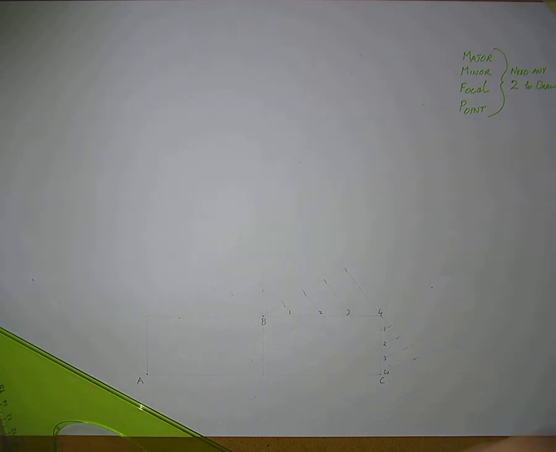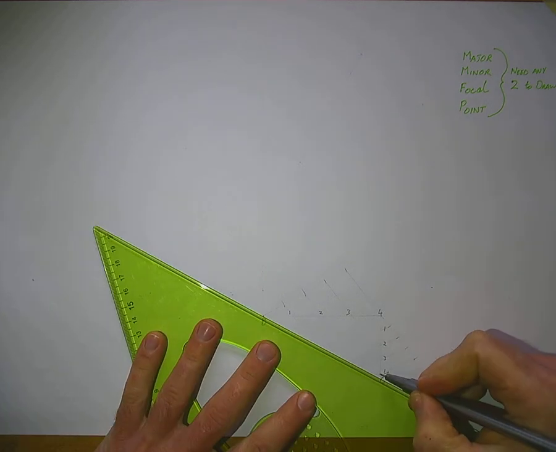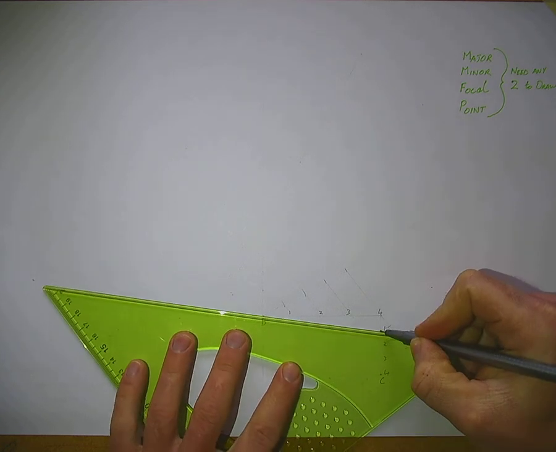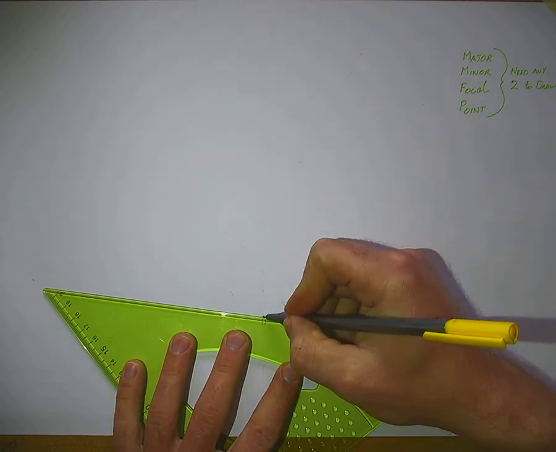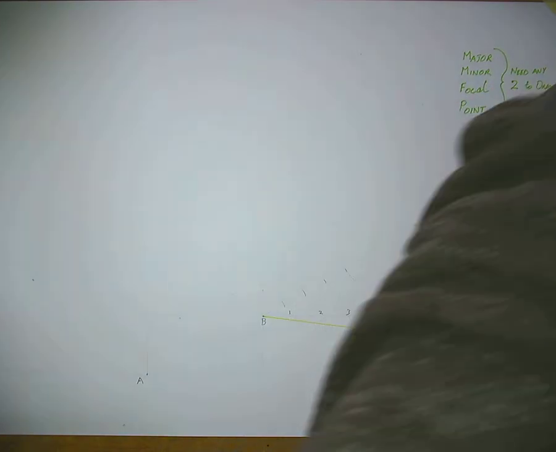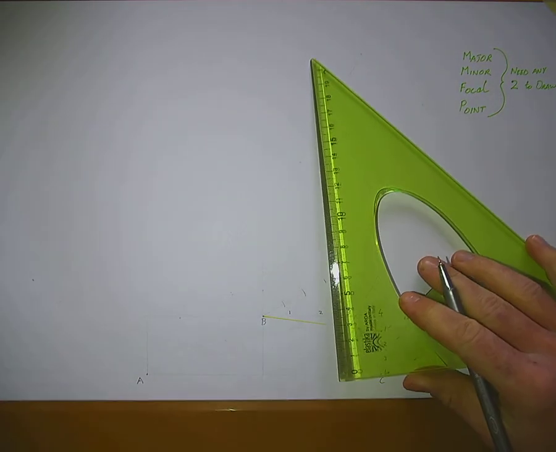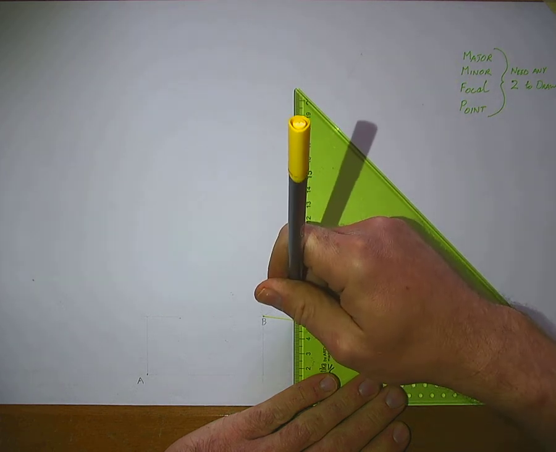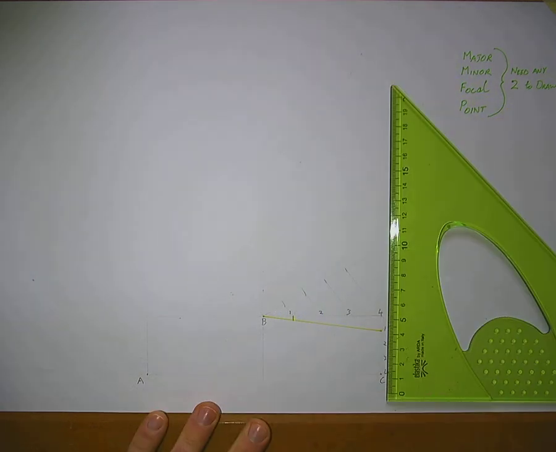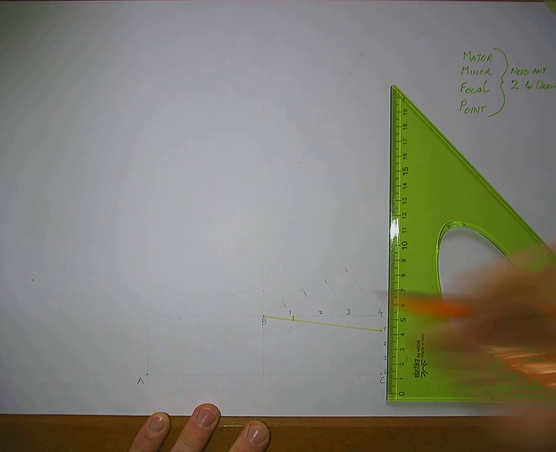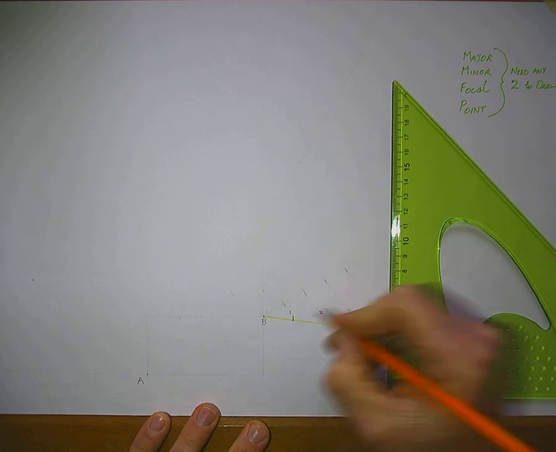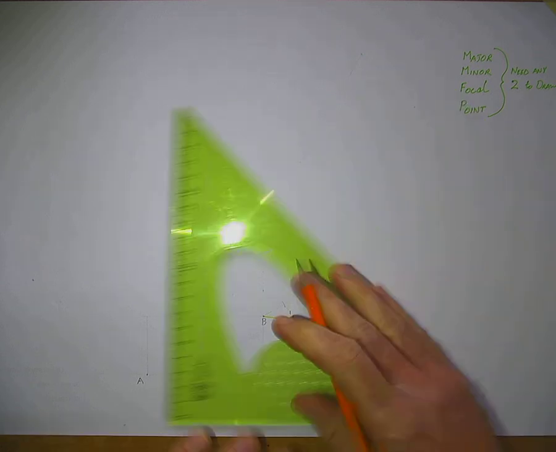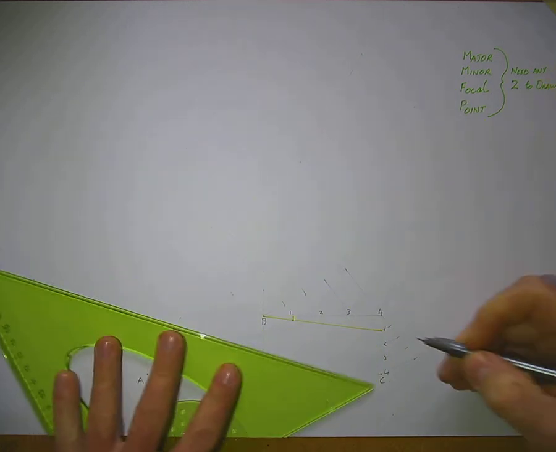So I'll just do one of these in colour here so you can see it, and we'll do the rest ordinarily. So I'm going to join point 1 to B. Then we're going to go vertically down from point 1 to meet it. At that point there, that is a point on the curve of the ellipse. So join to point 1 and draw down. Okay, so we can continue on.